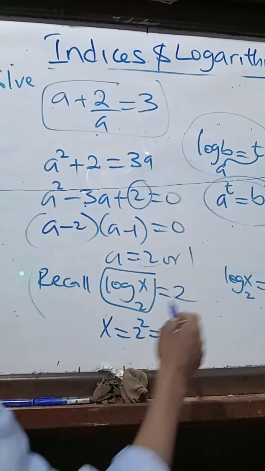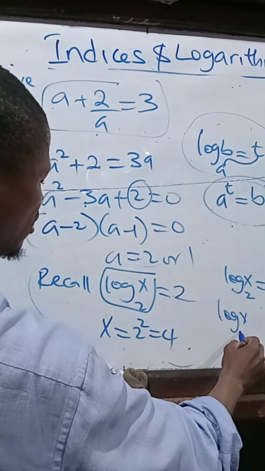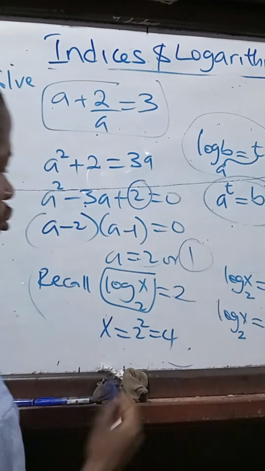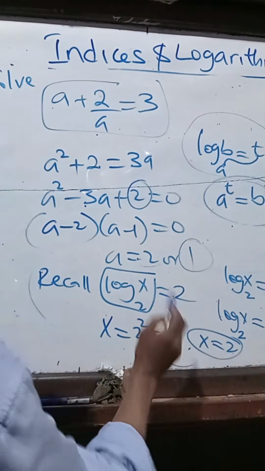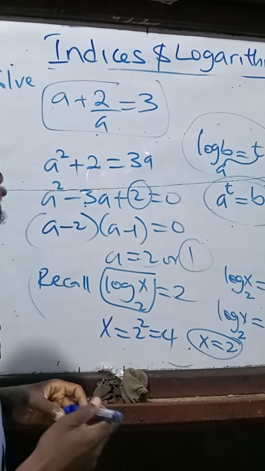Another one again is this one. Log x base 2 is equal to A, which is also 1. If you do that, x will be equal to 2. So x is 4 or 2. So that's what we got for that particular equation.